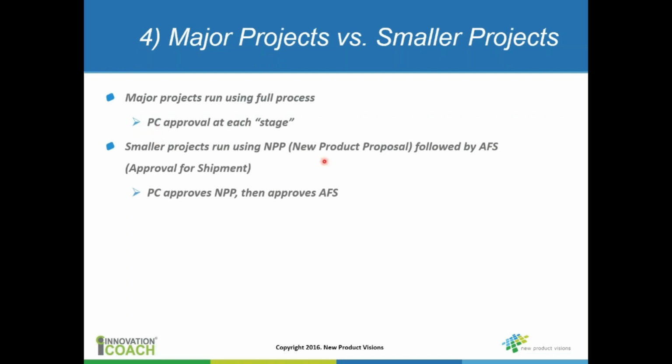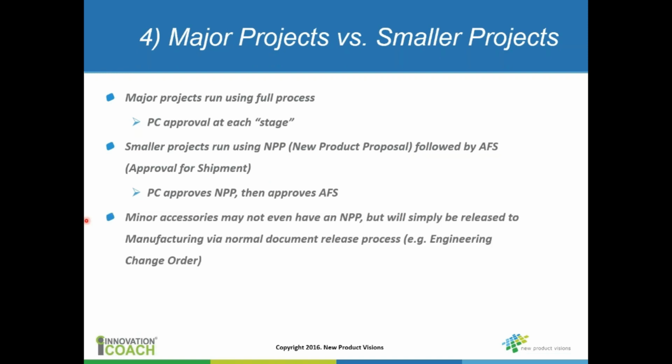But smaller projects, you might not go through every step. You might start with a marketing document, a new product proposal that's going to actually function as a project plan, go through the development, and then go back to the product committee to get approval for shipment, or AFS in my terminology here. So that's a two-step process. You're not going to go to the product committee to get approval for every phase that you go through.